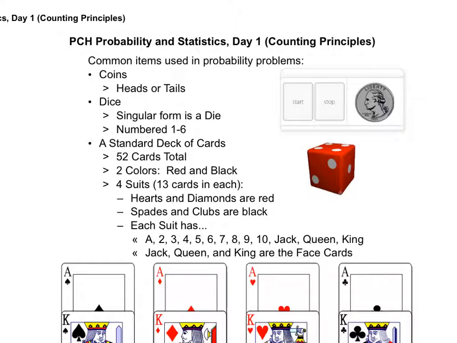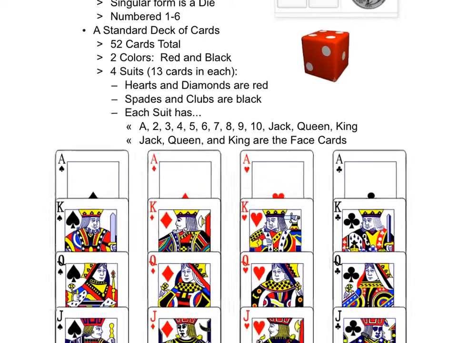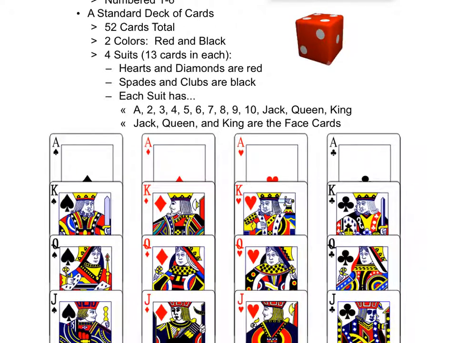Okay? But the thing I wanted to take a couple of minutes to go over with you is the standard deck of cards. We use this a lot when we're talking about probability because it's one thing that allows us to examine a lot of different possibilities. Okay? We have 52 cards total in a deck of cards. All right? And those 52 cards are divided into two colors. So we have half of them are red and half of them are black. So you can see up here we have reds and blacks.